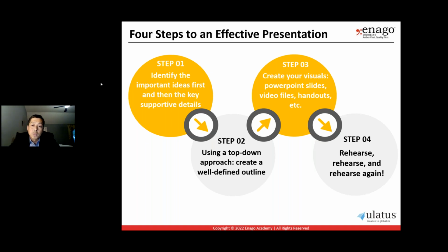Then you start creating your visuals, right? 99% of people use PowerPoint slides, so be familiar with PowerPoint slides. If you want to put videos, you have to understand how to do that. If you want to print, give them out. That's also a good idea, so they can follow, take notes, and just make sure you rehearse. The good news is that you know your stuff better than anyone else, so that should come easy to you. But it's always good to rehearse.